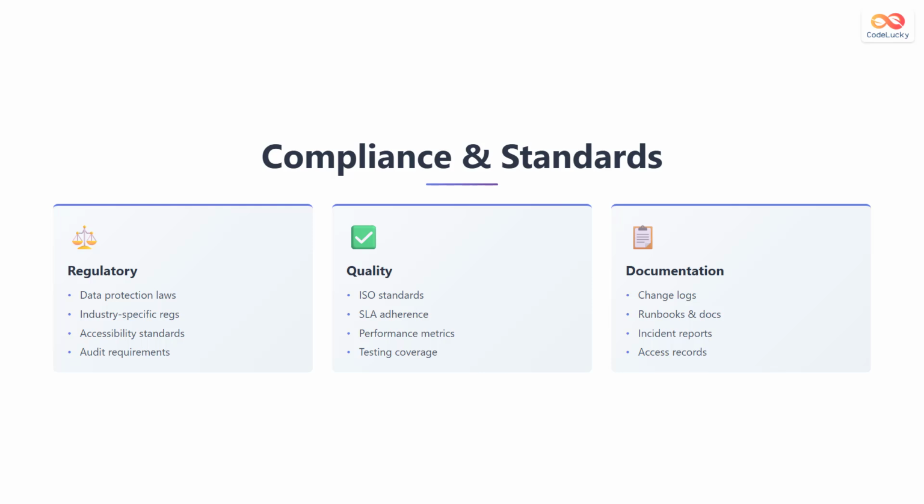service level agreements or SLAs that define your uptime guarantees, performance metrics that measure speed and responsiveness, and testing coverage that ensures code quality. Third are documentation requirements. These include change logs that record what was modified, runbooks and documentation for operators, incident reports for troubleshooting, and access records for security audits. Meeting all three types of requirements ensures your production environment is reliable, legal, and trustworthy.